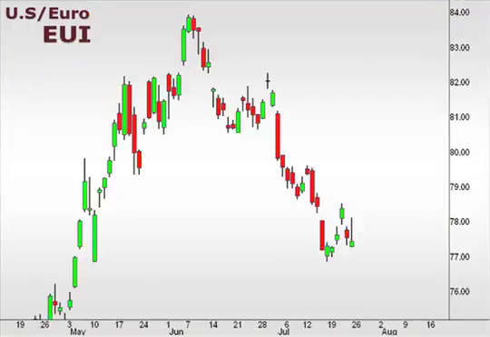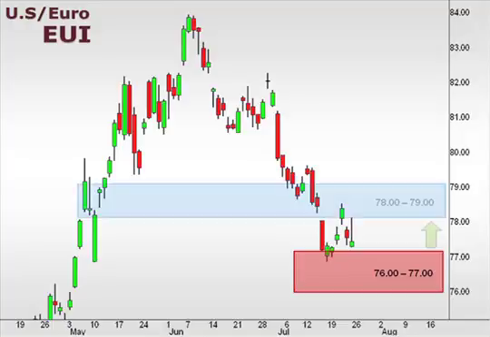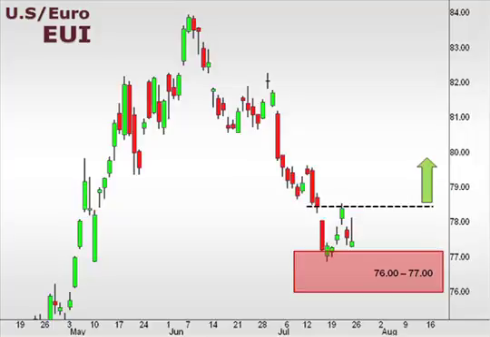Well, the EUI is back for a second test of our 76-77 focal zone. 78-79 remains a key overhead resistance. A break above 78.5 should yield a more robust move higher.